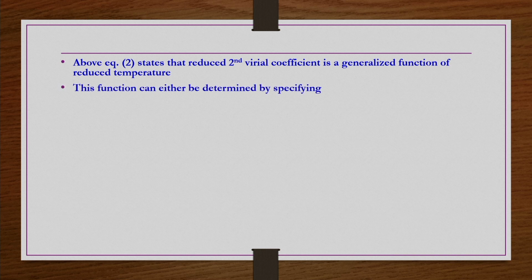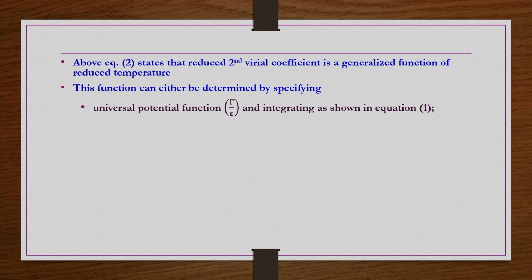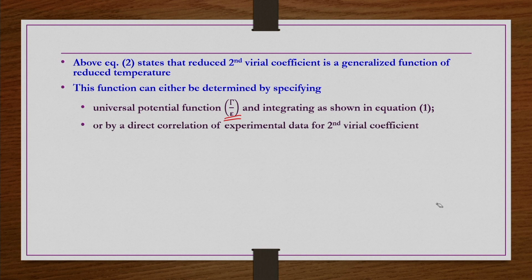This function can be determined either by specifying the universal potential function, gamma by epsilon, and integrating it as shown in the expression B equals 2 pi Na integral from 0 to infinity of 1 minus exponential of minus gamma by kT, r square dr. In this equation you can substitute gamma and do the required integration to find the universal function of reduced temperature, or by direct correlation of experimental data for the second virial coefficient.